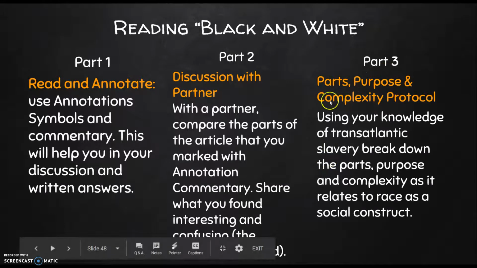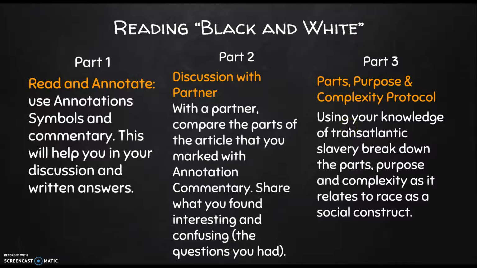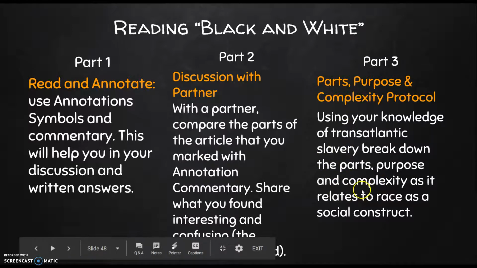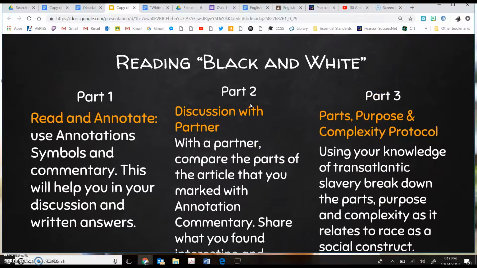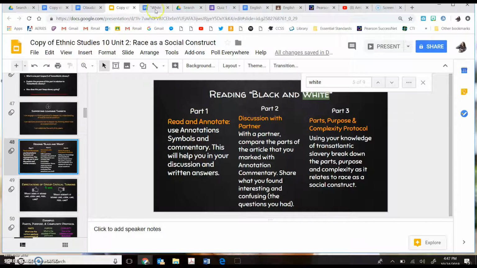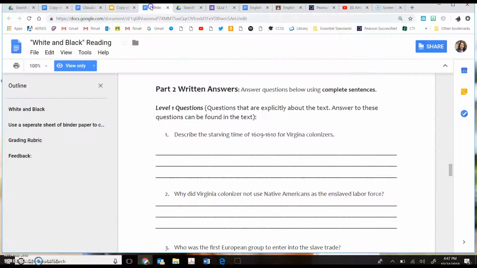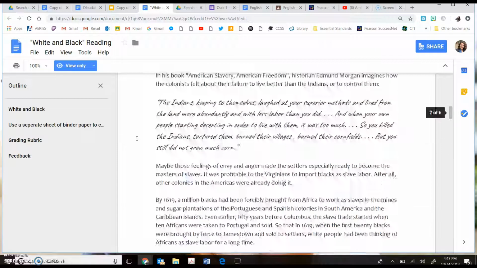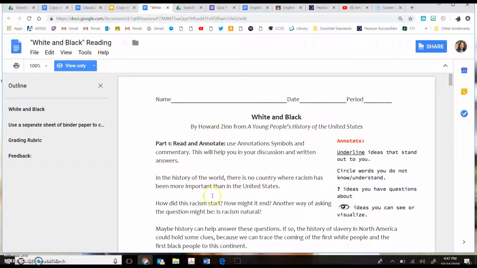And then part 3, this is where you're going to use your knowledge of transatlantic slavery to break down the parts, the purpose, and the complexity as it relates to race as a social construct. And you're going to do that through answering a few questions. So once the sub passes out a copy of the article to everybody, then I'm going to have you guys follow along with me.